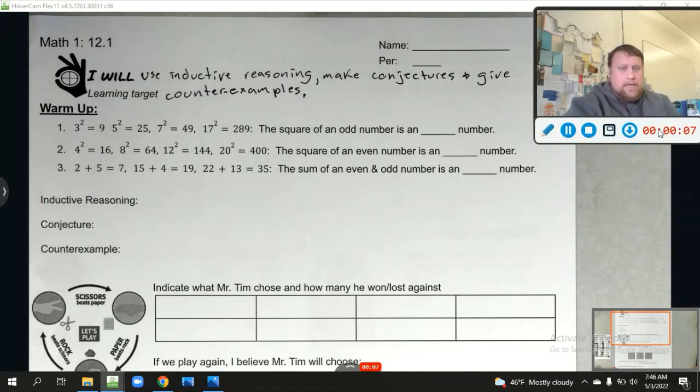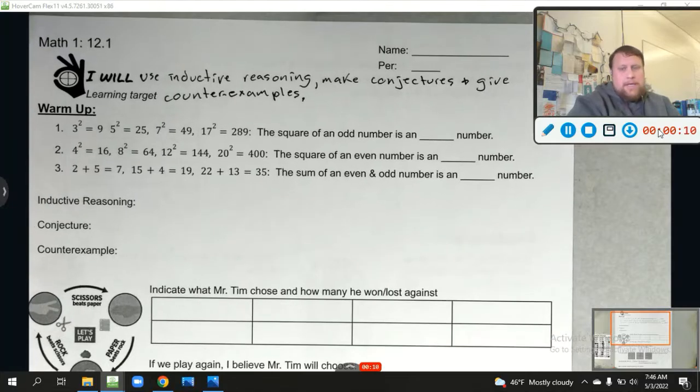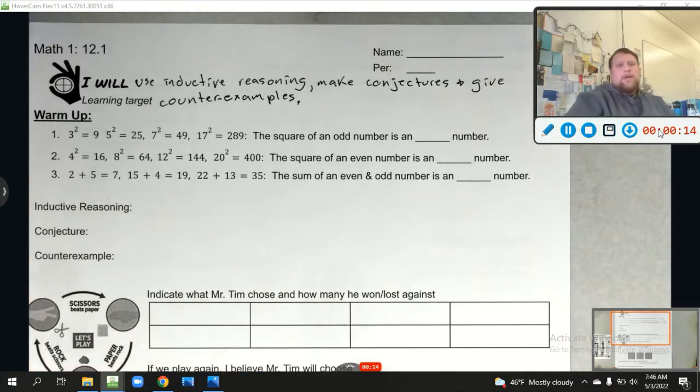So our learning target today is up above. I will use inductive reasoning, make conjectures, and give counterexamples. See your warm-up right here. Take a minute, look at it, and do it. Remember, as always, I'm going to kind of trudge forward in between everything. Pause if you want to, especially when we get to paper, rock, scissors. We'll get to that. It'll be awesome.